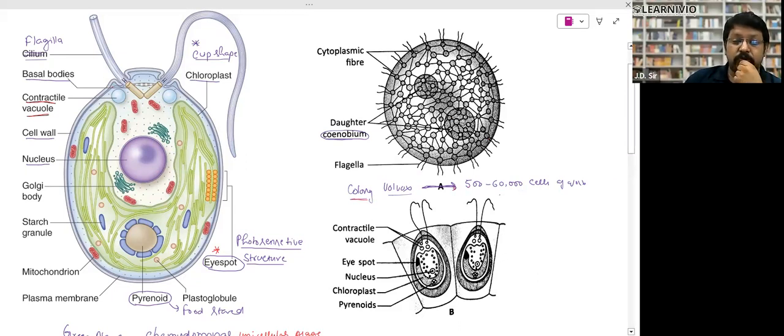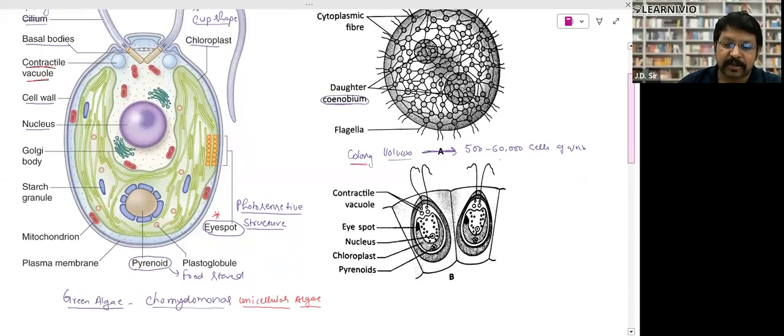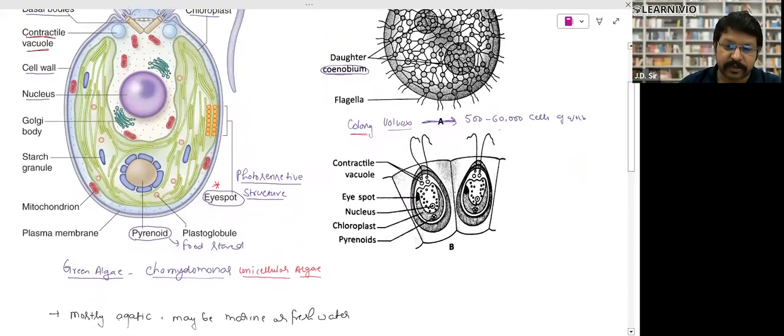And this colony is known as coenobium, right? This is coenobium, whatever you want to say. Inside, every cell has a cytoplasmic interconnection. You can see this is the enlarged diagram of these cells. They look like chlamydomonas. They have a contractile vacuole, eye spot, nucleus, chloroplast, and pyrenoid, right? And they are interconnected, but this is not a multicellular structure. Is that clear? Yeah. Fine.